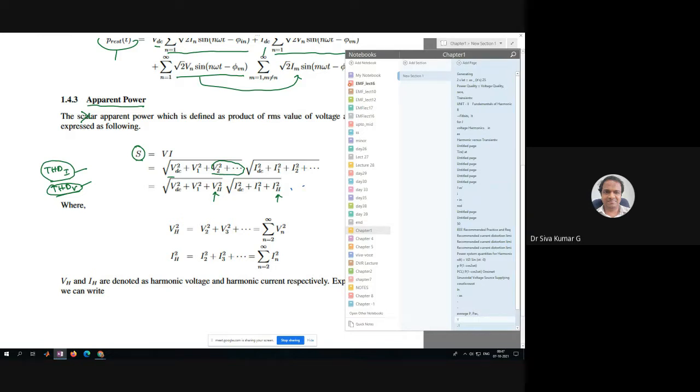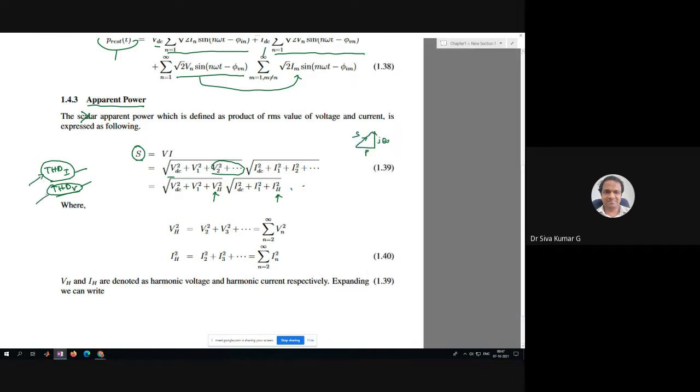Why we are expressing it this way is that we are going to define the power factor. We have come across that the power factor is very much dependent on the THDs also. If THD in current, or in any system, THD in current and THD in voltage is more, then the power factor is less. That's what we are going to look into in the equation of the power factor: how the power factor depends on the THD of current and THD of voltage. For that, we are expressing the apparent power in terms of THD in current and THD in voltage.